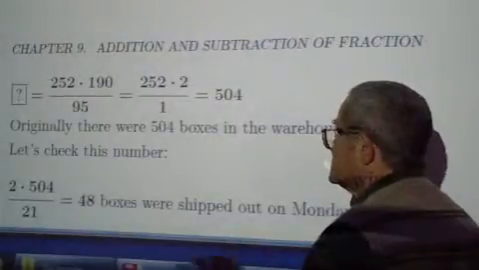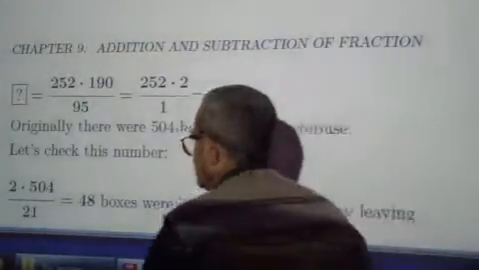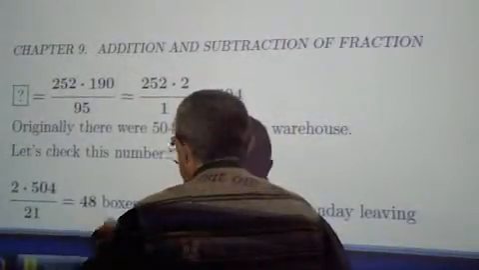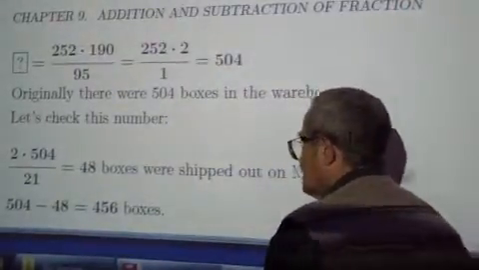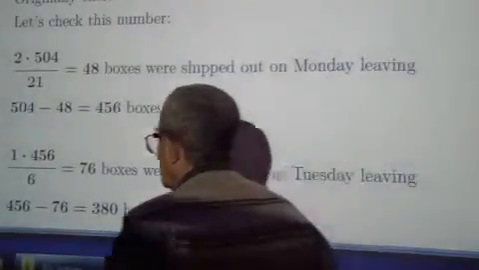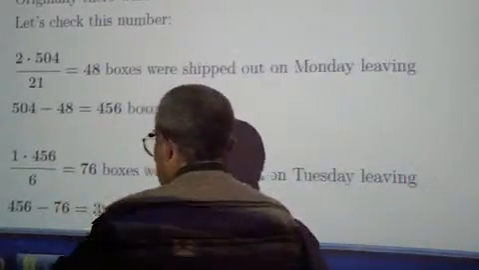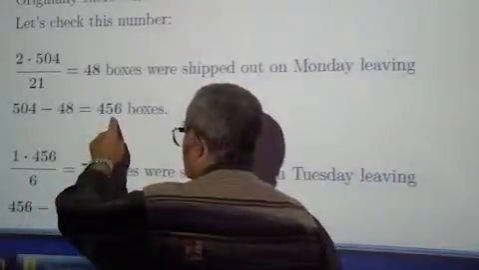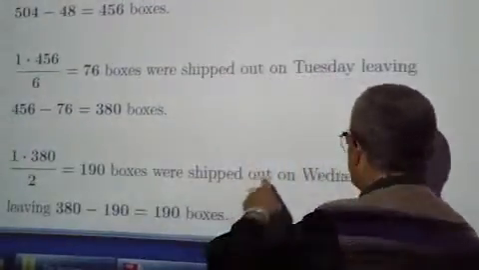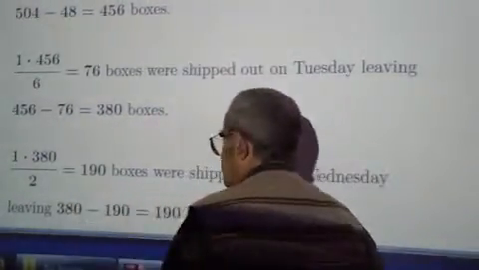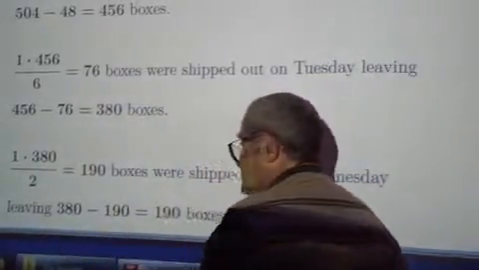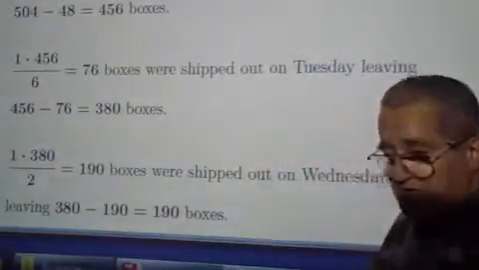And then I wanted to see if that really works. On Monday I took 220 over 21 of 504, 48 boxes went out. I am left with 456 for Tuesday. On Tuesday, 1/6 of that goes out, so 76 boxes goes out. Subtract that from what you have left, you have 380 boxes left. 1/2 of that goes out on Wednesday, so 190 goes out on Wednesday. Subtract from the 380 that you had on the previous day, you're left with 190. Just like we said, you're left with 190.